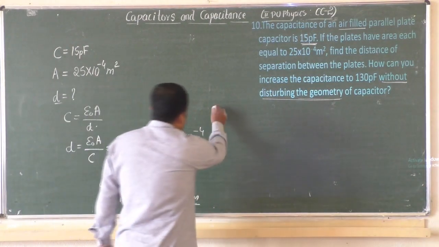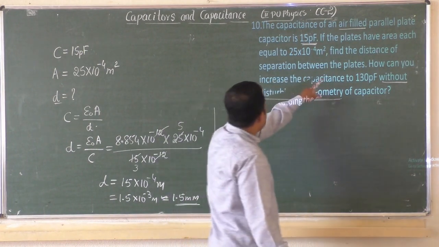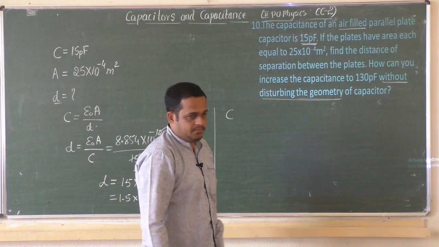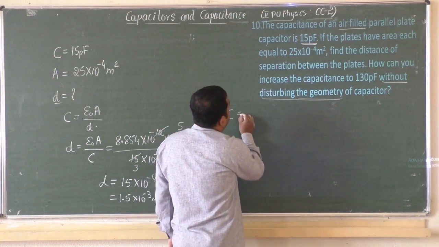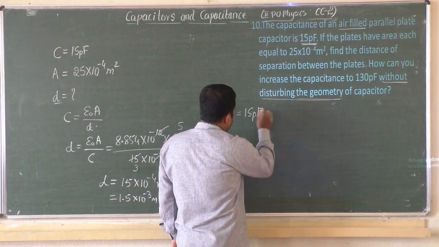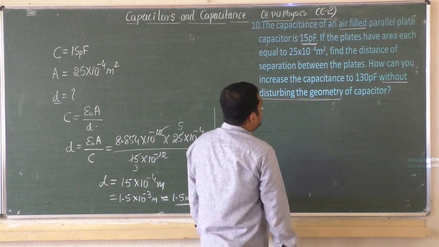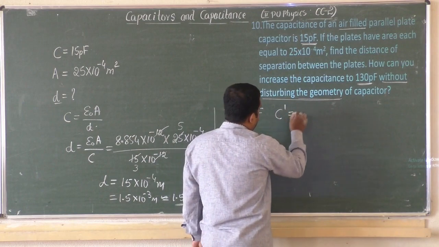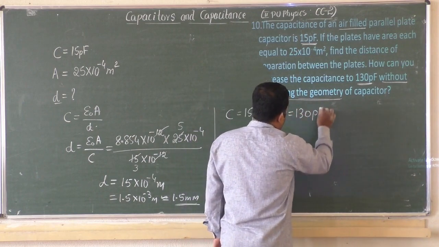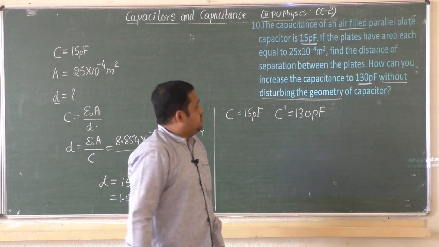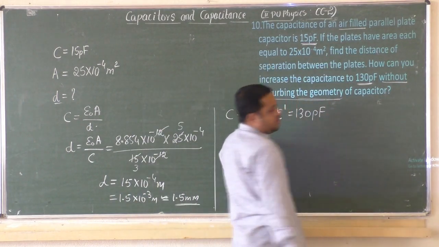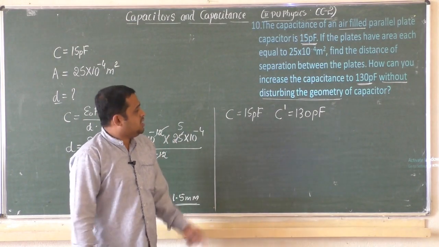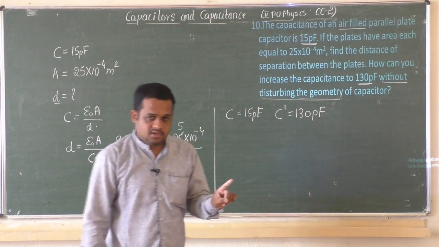Let us go for the second part of the problem, that is, how can you increase? See, the original value of capacitance is C is equal to 15 picofarad. We want to increase the capacitance to 130 picofarad, that is C dash is equal to 130 picofarad, but without disturbing the geometry. What do you mean by that? Without disturbing the geometry means without changing the dimension.